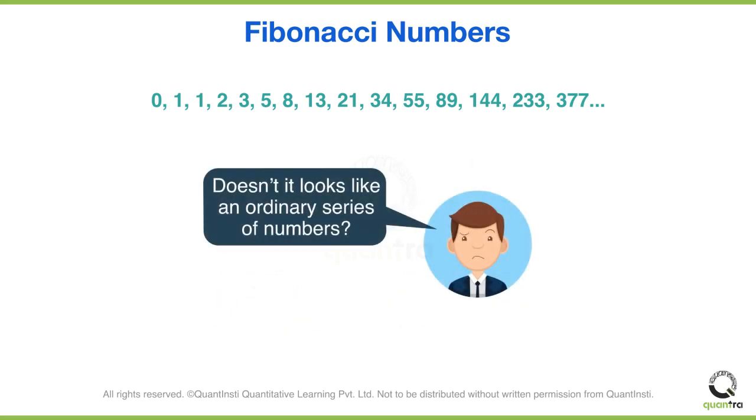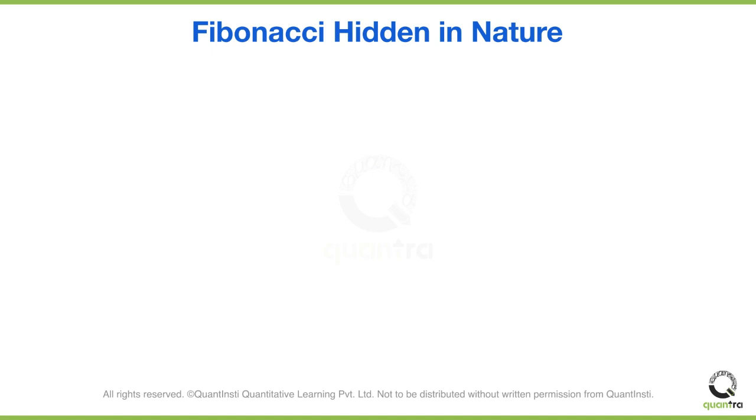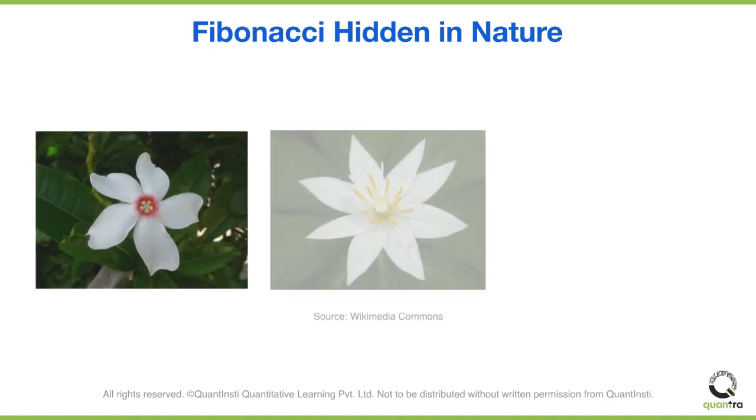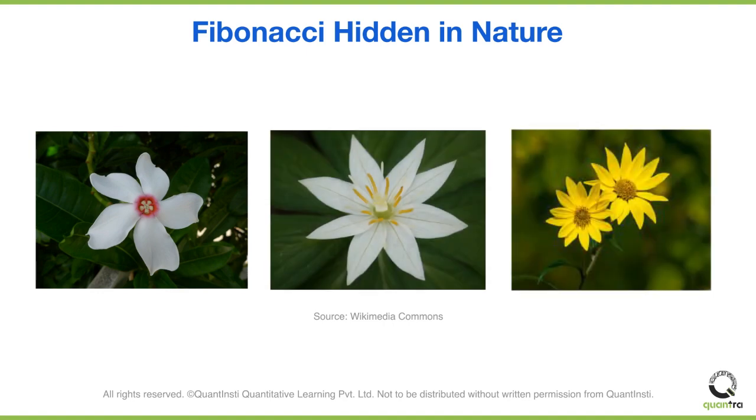But doesn't it look just like an ordinary series of numbers? What can be special about it? The reason why the Fibonacci numbers are given so much importance is because this very sequence is observed in many aspects of nature. For example, most flowers tend to have either 3, 5, 8, 13, or 21 petals.